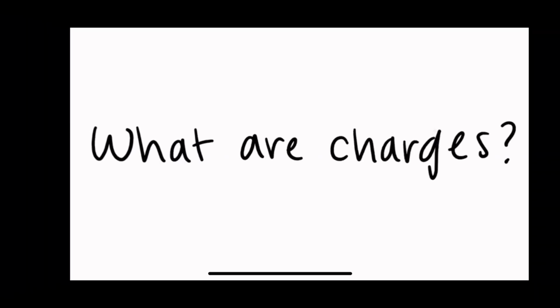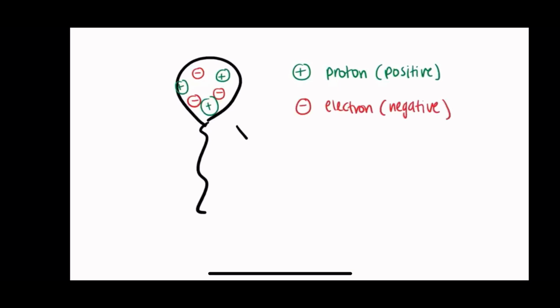The first thing you need to know, what are charges? Well, charges are tiny properties of particles like electrons and protons that cause them to interact with each other. And they come in two different types: positive, carried by protons, and negative, carried by electrons. And if they have the same number of protons and electrons, then the object is neutral.